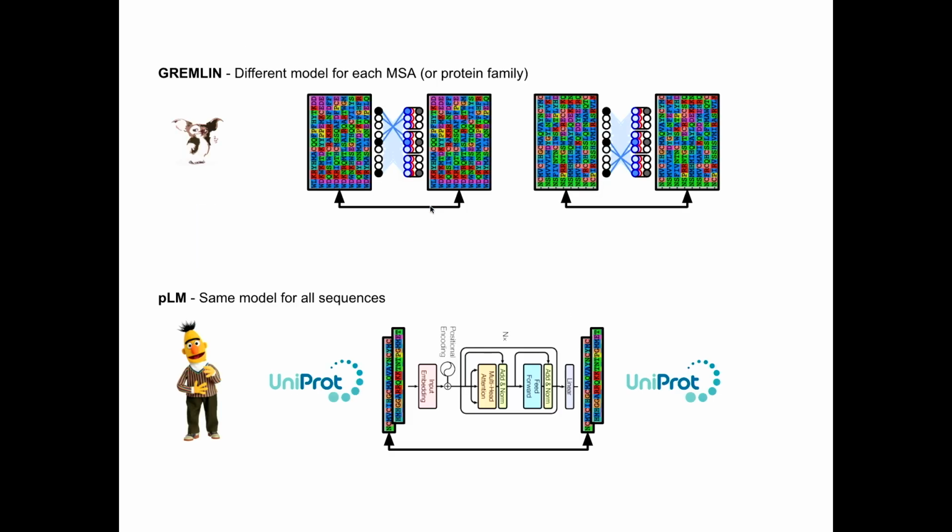Let me break this down a little bit further, just to make it more interesting. But before I do that, just to quickly remind you of the big difference between the two ways of training. With methods like Gremlin, what we usually do is train one model per protein family. So for example, for ATP synthase you have a separate model, for beta-lactamase you have a separate model. With methods like protein language models, you usually train one model for all sequences.